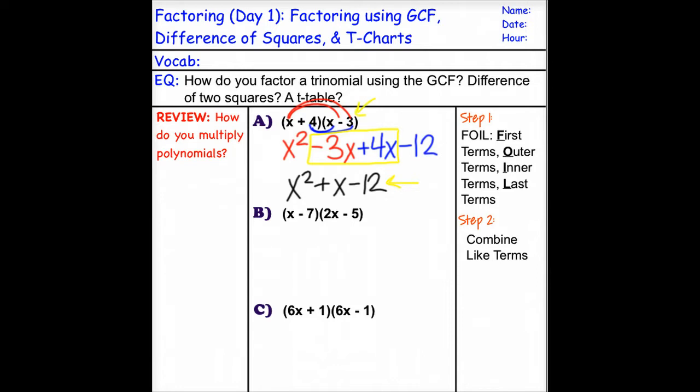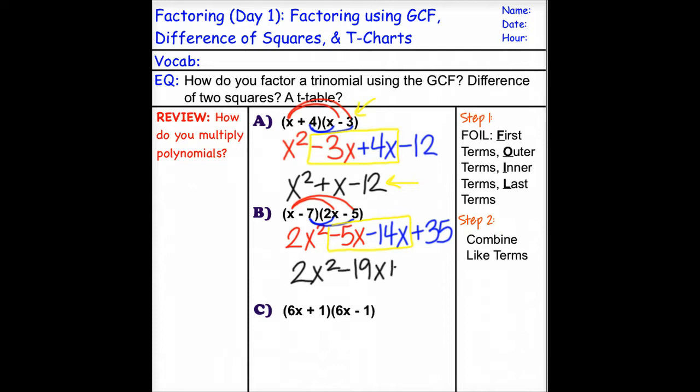x minus 7 times 2x plus 5. x times 2x is 2x squared. x times 5 is 5x. Negative 7 times 2x is negative 14x. And negative 7 times 5 is negative 35. Combining our like terms, 5 minus 14 is negative 9, so we get 2x squared minus 9x minus 35.